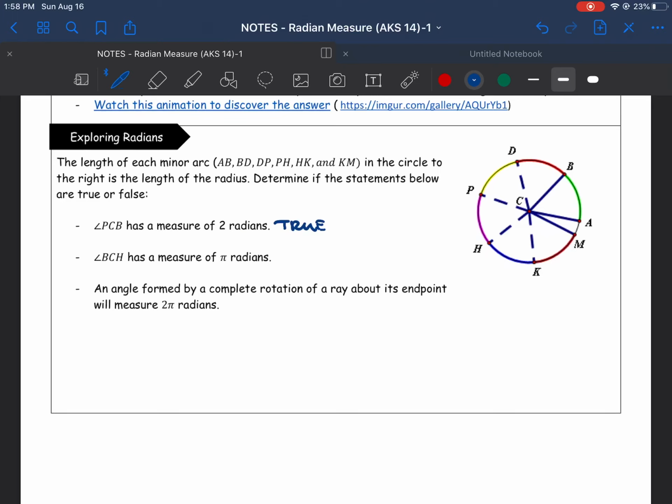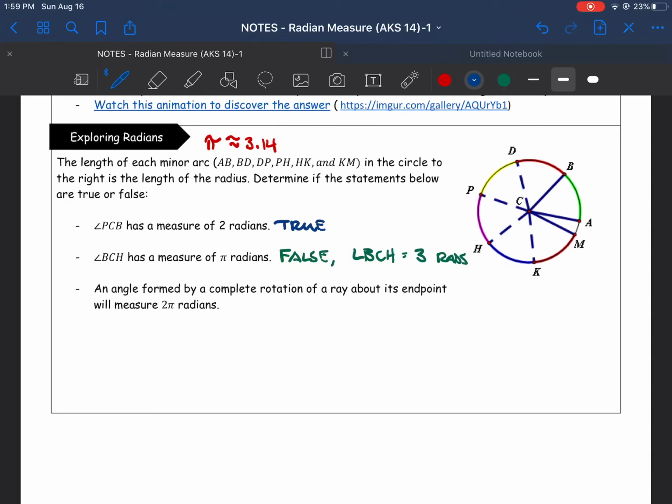The second statement says angle BCH has a measure of pi radians. Well, we know that pi is approximately 3.14. And if we look at angle BCH, it is actually exactly 3 radians, since angle BCD is 1 radian, angle DCP is 1 radian, and angle PCH is 1 radian. So this would be a false statement, because angle BCH is actually equal to 3 radians.